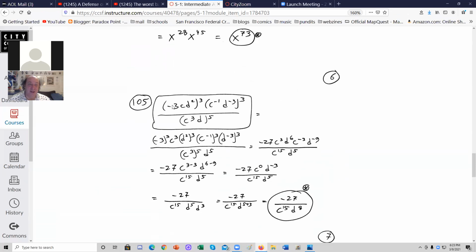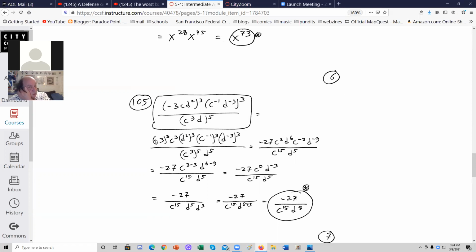Here we go. Negative 3, c, d squared, all cubed, times c to the negative 1, d to the negative 3, cubed. All that divided by c cubed d to the 5th. Oh boy. All right, here we distribute the 3rd power over all of these factors, this 3rd power over these 2 factors, this 5th power over these 2 factors. So you get negative 3 cubed times c cubed times d squared cubed times c to the negative 1 cubed times d to the negative 3 cubed over c cubed to the fifth, d to the fifth.